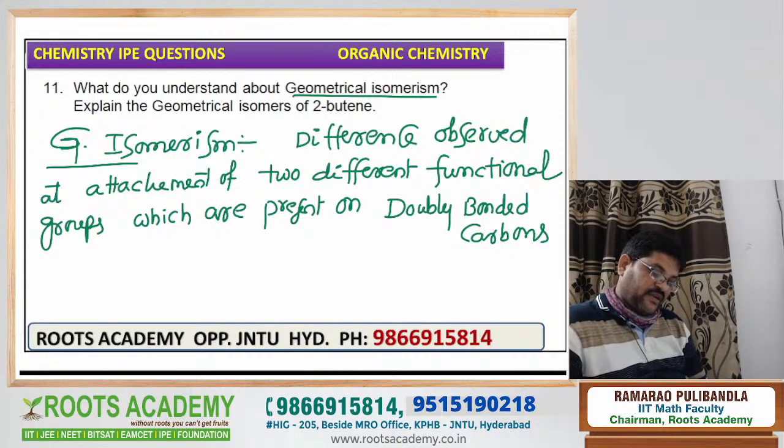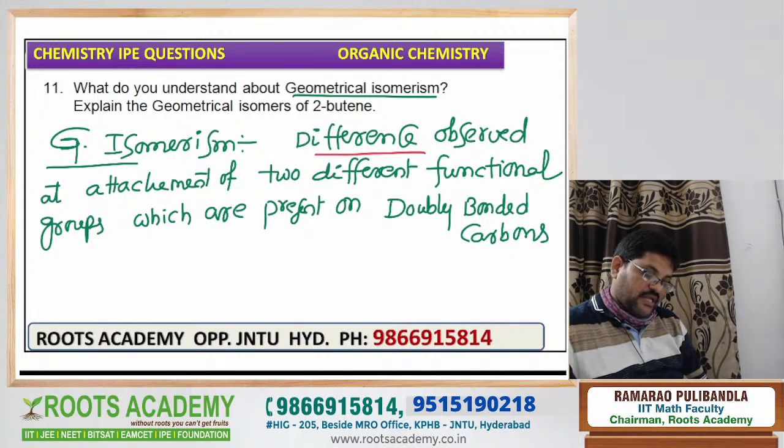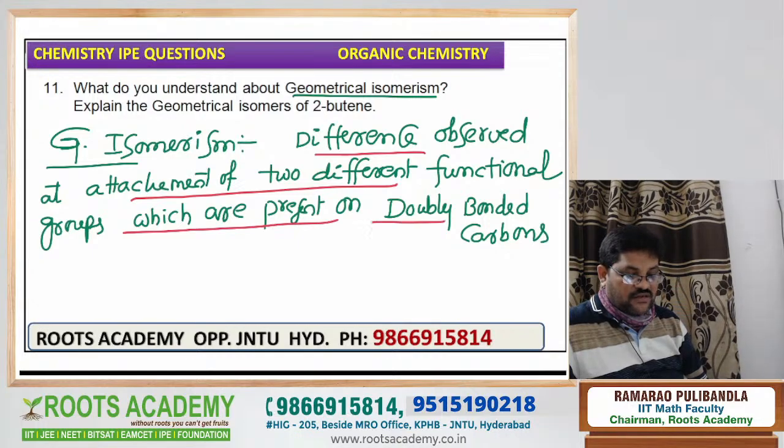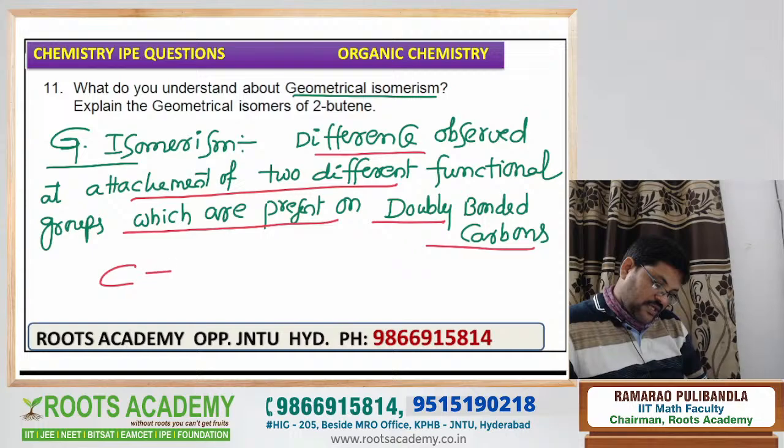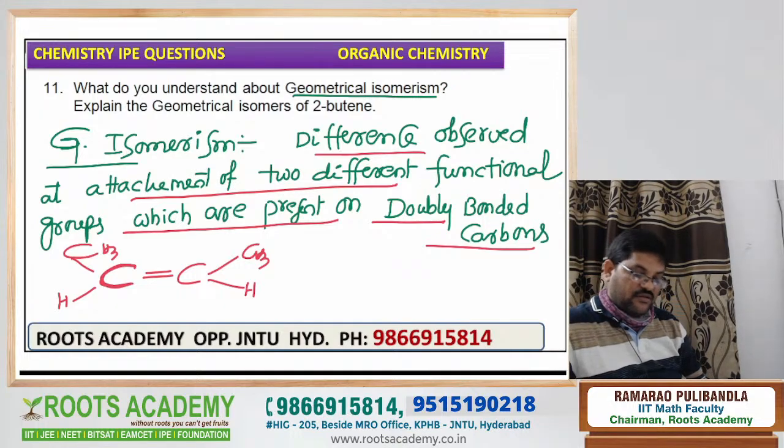The difference observed at the attachment of two different functional groups which are present on doubly bonded carbons. Say for example, C double bond C. Here you write methyl, H, and again methyl, H. So to this doubly bonded carbon, the two groups methyl and H are different, and to the other doubly bonded carbon, methyl and H are also different.